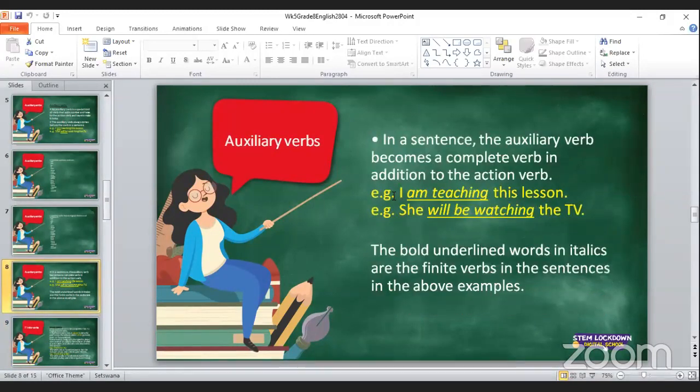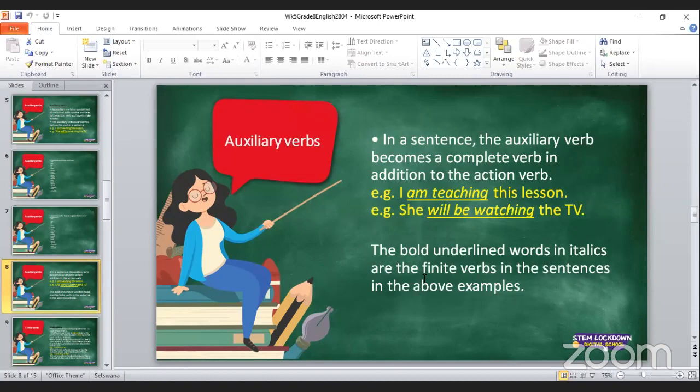So in our first example, we said, I am teaching this lesson. Is that a complete sentence? Yes, it is a complete sentence. There is no question about it. I am teaching this lesson. There is nothing ambiguous about that. That is as complete as a sentence can get. So even the second example, she will be watching the TV, is a complete sentence. We know that she will be watching TV. We may not care which program or which channel or at what time, but we know that in the future she will be watching the TV.